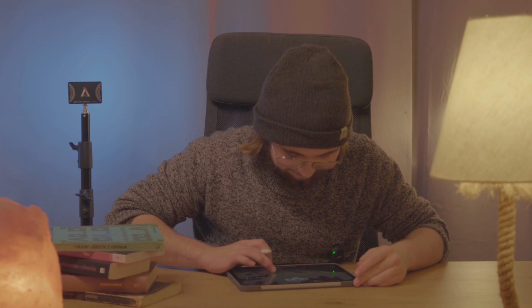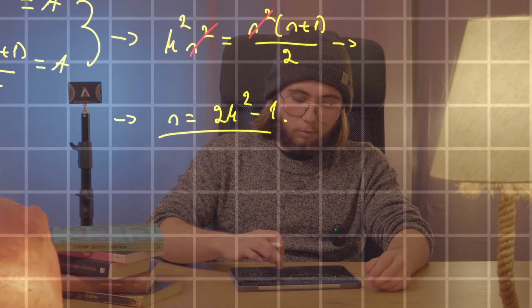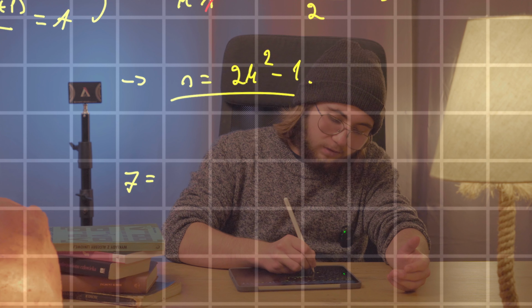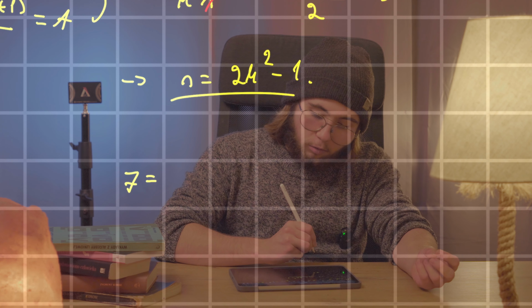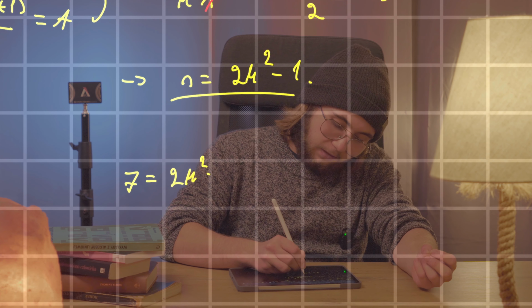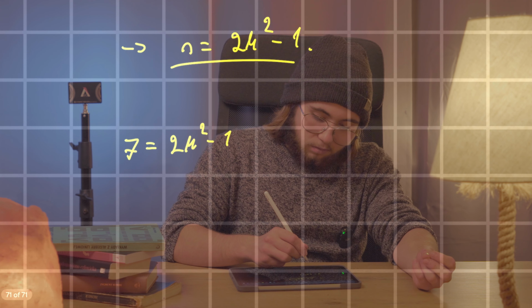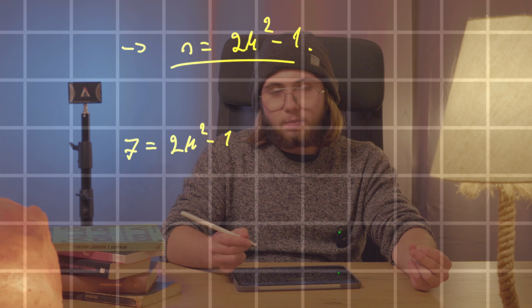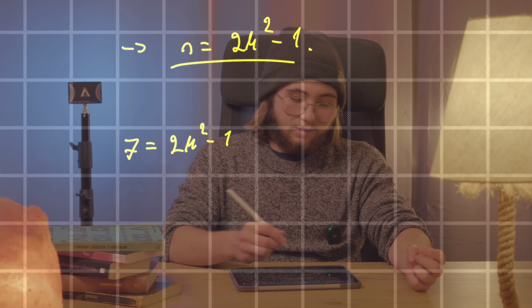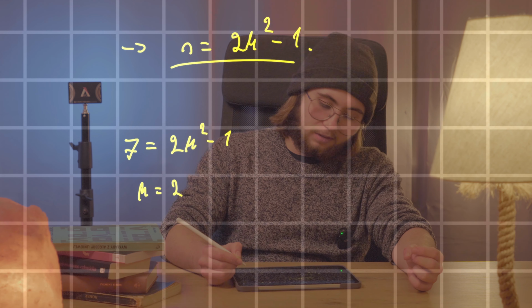Because see, for example, oh no, what did I do? I turned off my iPad. Okay, sorry guys. So, for example, 7. What is 7? It is equal to, let me just find it because I actually forgot, 2 times 2 squared minus 1, for k equal to 2.